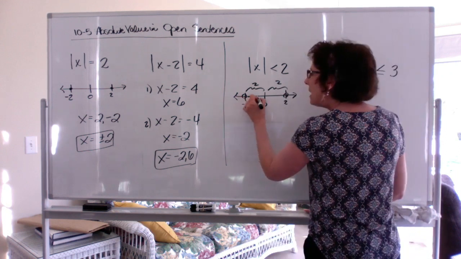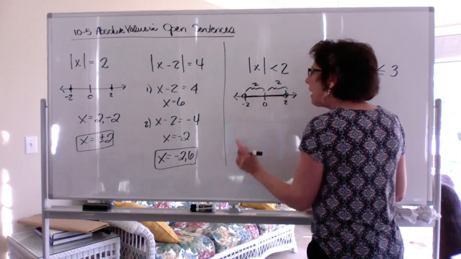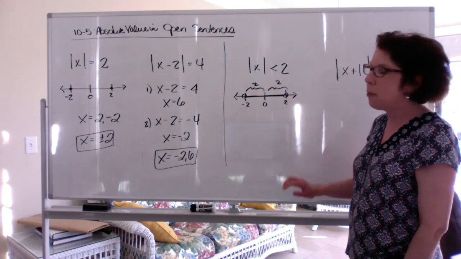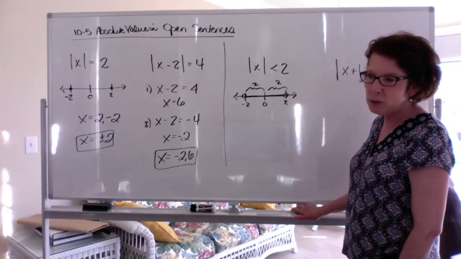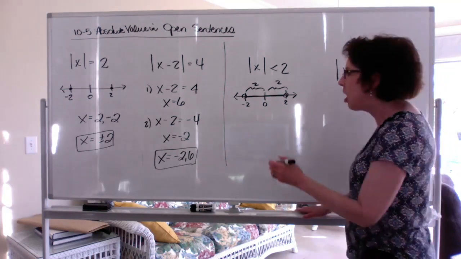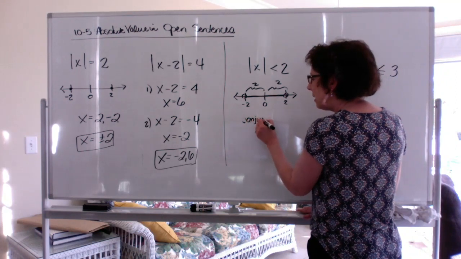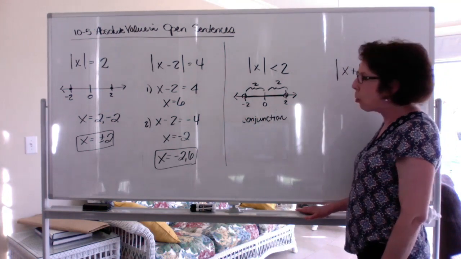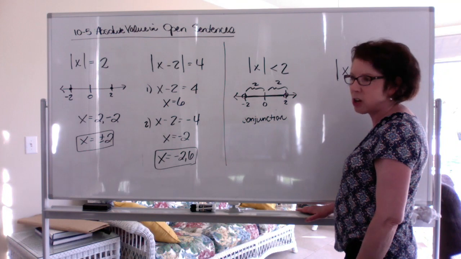And so my answer is this little segment here, not including the 2 endpoints, negative 2 and 2. And if you'll recall from before spring break, I know that's been a while, but we call this a conjunction. This is called a conjunction. And it's an and statement. And so I'm going to write this final solution as a conjunction.